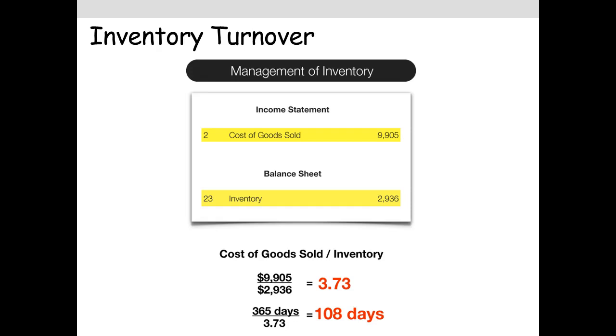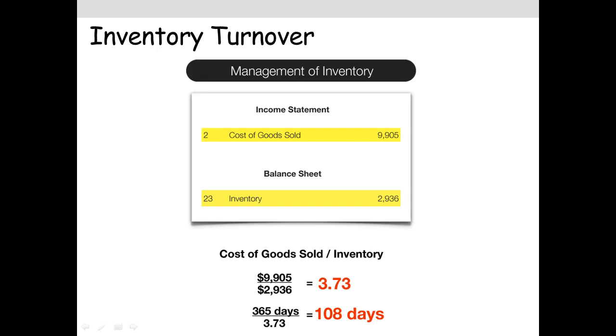Some people prefer to look at the number of days that something is in inventory. To see that, we divide 365 days by 3.73, and the result is 108 days. This means it takes an average of 108 days to sell the inventory. There are several other ways to modify the calculation, which are discussed in financial statement analysis. The best way to understand if the resulting number is good or bad is to compare with other companies in the industry. 108 days is good.